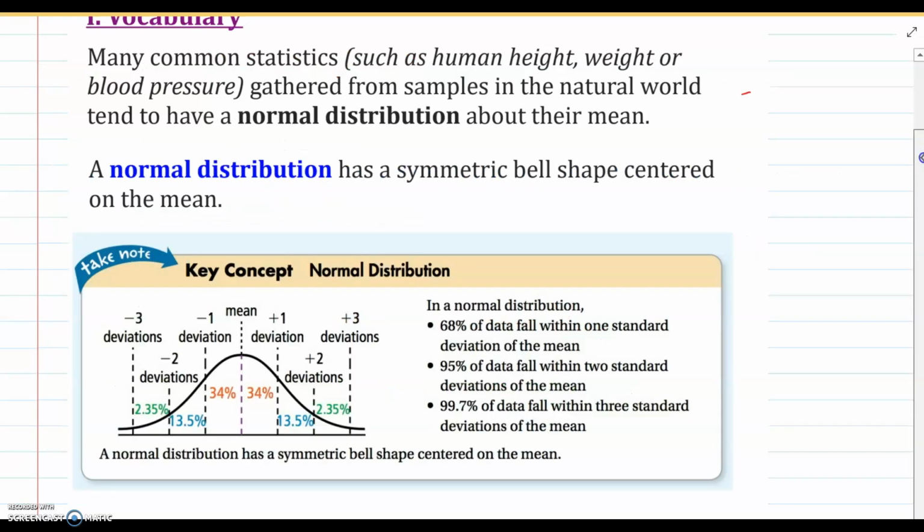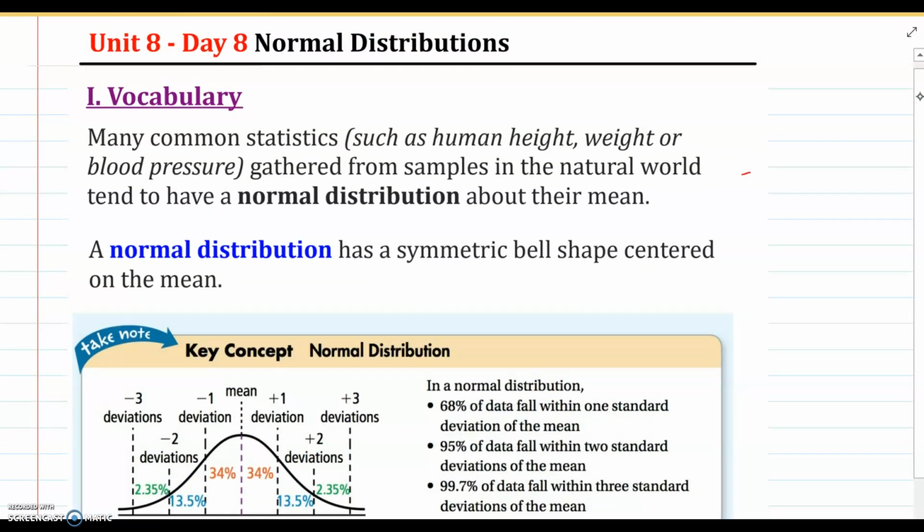First off, vocab. Don't get terribly upset, but most of your common statistics, or many of them at least, such as your height, your weight, or your blood pressure, are gathered from samples in the natural world, and they tend to have what is called a normal distribution. There's a preponderance of large numbers of people in the middle and fewer people on the ends. It tends to look very bell-shaped. That's why we call that the symmetric bell-shaped centered curve.